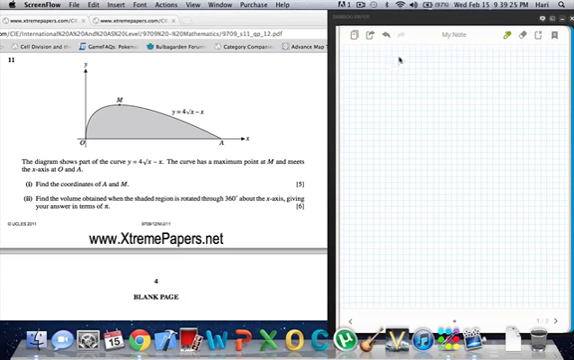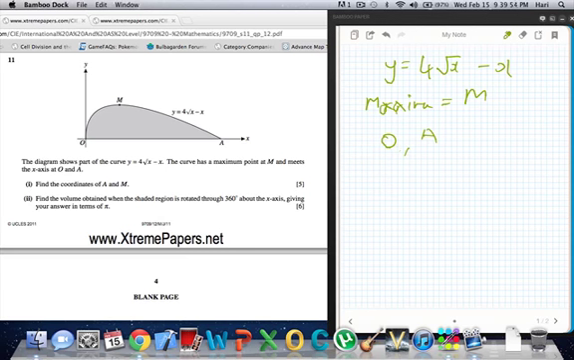Now this question is: the diagram shows part of a curve y is equal to 4 root x minus x. So let's write this: y is equal to 4 root x, minus x. The curve has a maximum point at M, so there's a maxima at M, and it meets the x-axis at O and A. Find the coordinates of A and M.